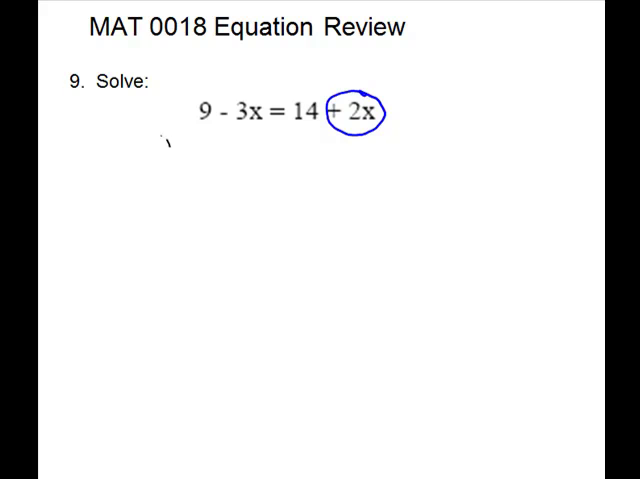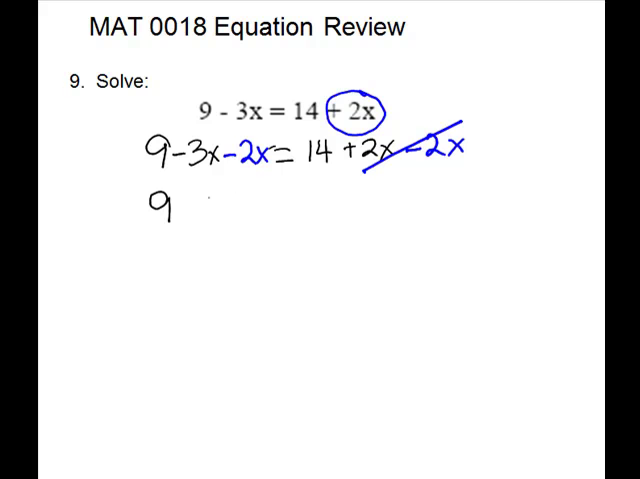So I'm going to bring down what I have, and then I'm going to subtract 2x equals, bring what I have, and I'm going to subtract 2x. Clean up. And on this side I have 9 minus 5x, or I could have minus 5x plus 9. It's the same thing.